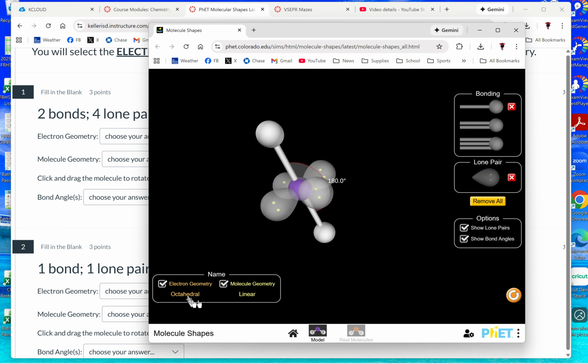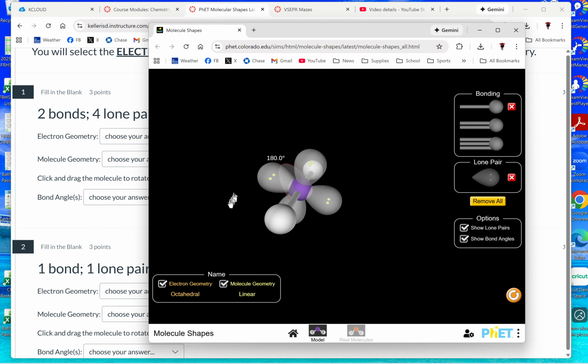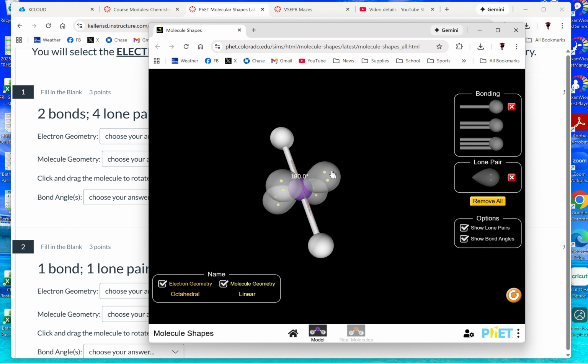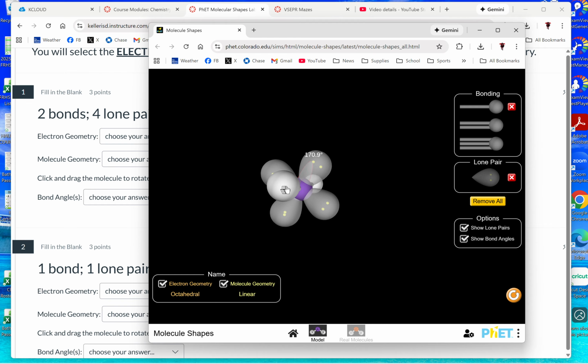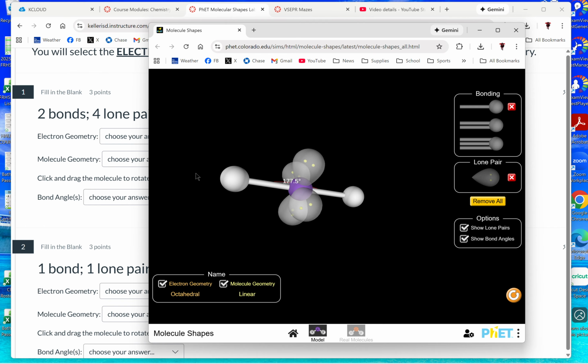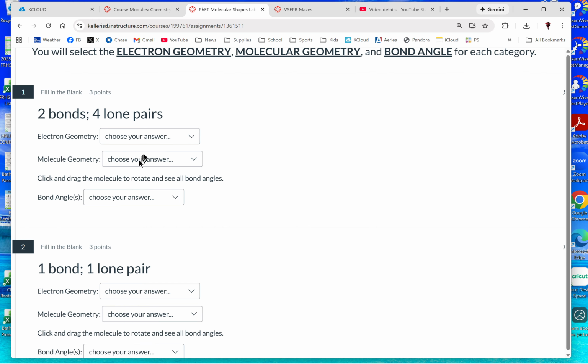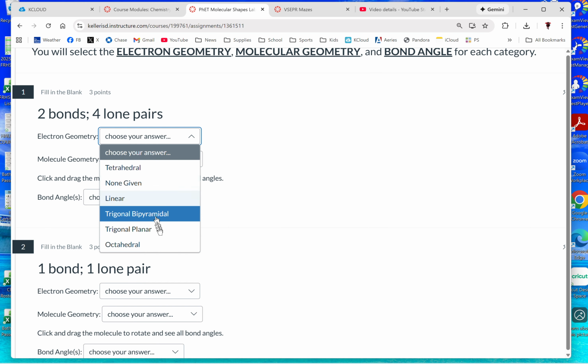And so down here at the bottom is my electron geometry. It's octahedral. Molecule geometry is linear. And then if I look all around, the only bonds that are there is a 180. Remember, none of the lone pairs will receive an angle, just the bonds. And so octahedral, linear, and 180 degrees is what I'm going to choose on this one.